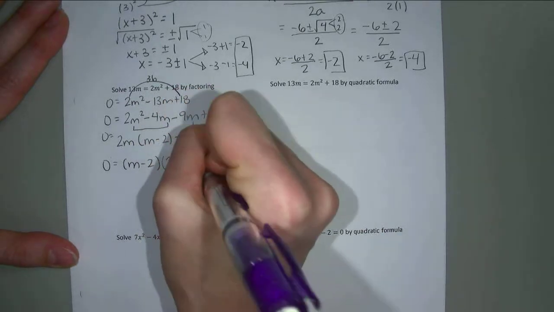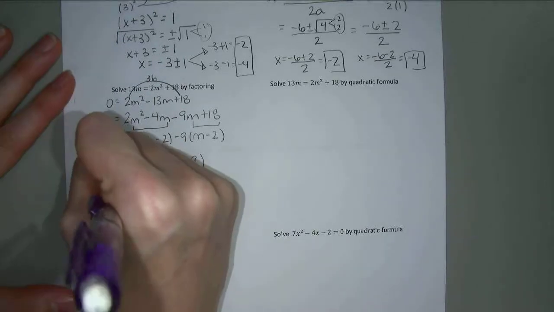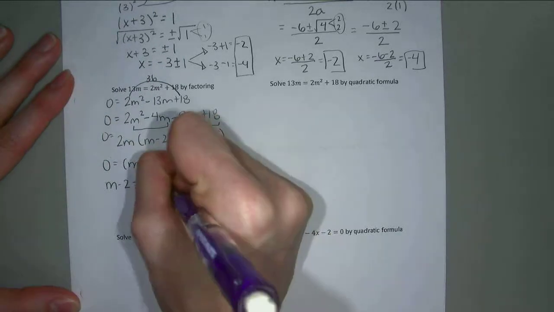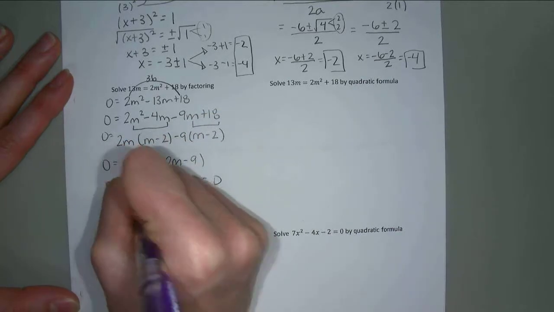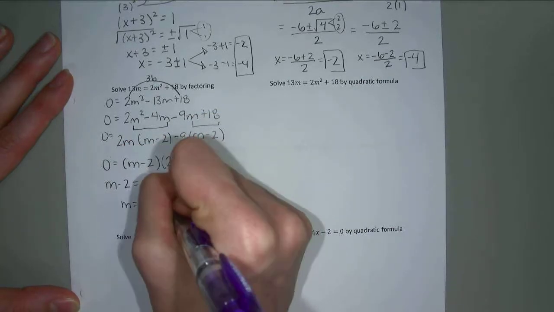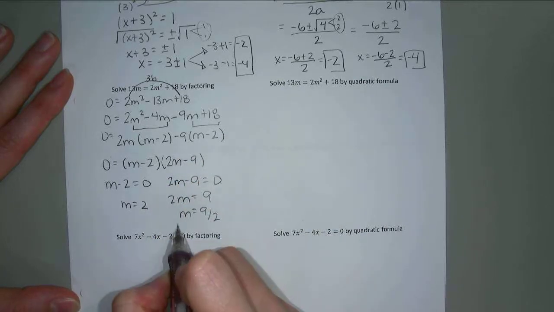2m minus 9. What do you do once you get this factored? In order to solve, what are we going to do? Set equal to 0. And that's something, again, remember in your quiz, some of you factored that one, but it said solve for x, right? So we're solving. So we're going to set m minus 2 equal to 0, and we're going to set 2m minus 9 equal to 0, and we're going to solve for m. So m is 2, and 2m equals 9, so m equals 9 halves. Does that look right? 9 over 2.